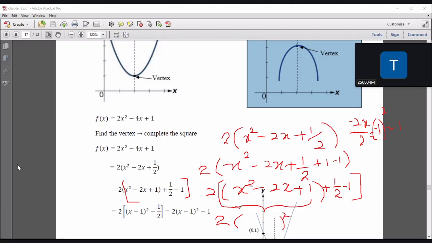x minus 1. Very good. x minus 1 all squared.